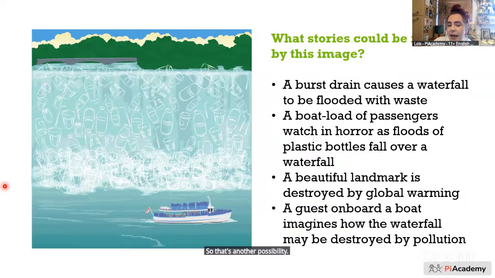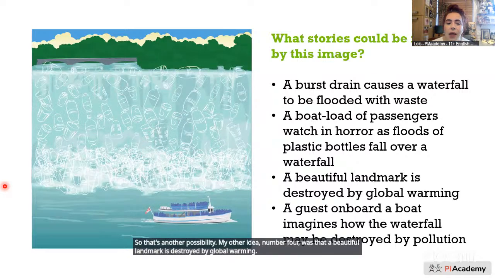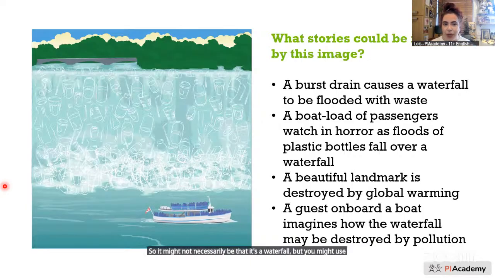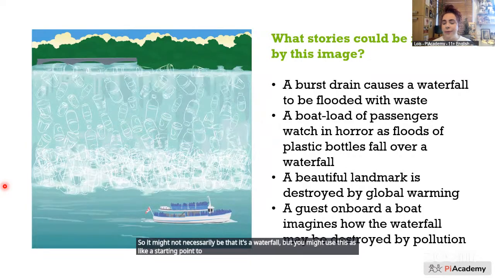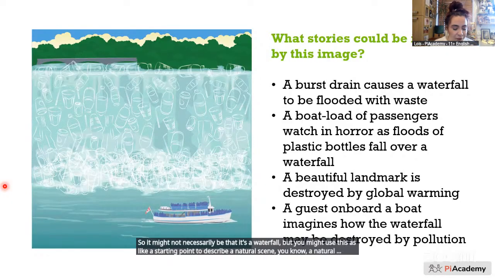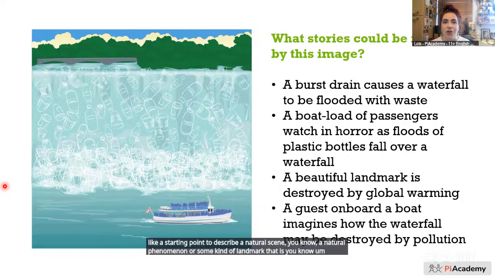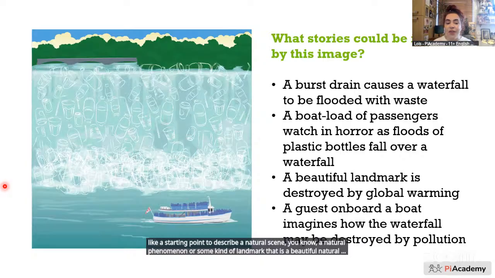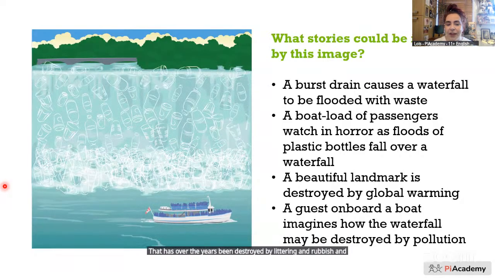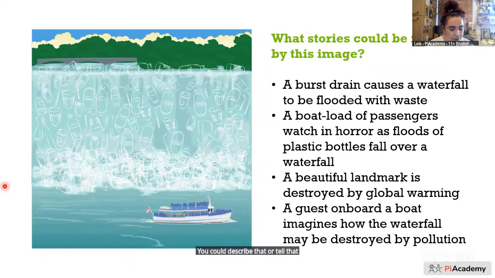My other idea, number four, was that a beautiful landmark is destroyed by global warming. So it might not necessarily be a waterfall, but you might use this as a starting point to describe a natural scene, a natural phenomenon or some kind of landmark, a beautiful natural scene that has over the years been destroyed by littering and rubbish and global warming, things like that. You could describe that or tell that story in your writing.